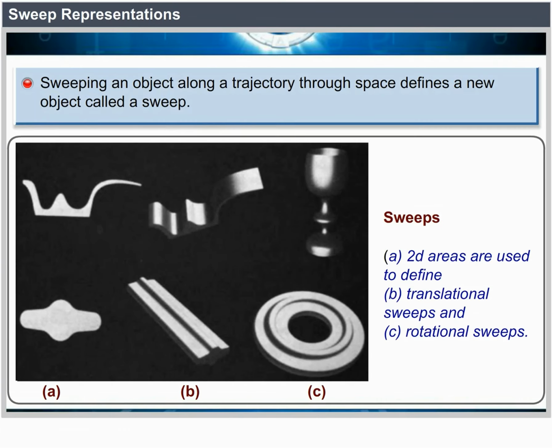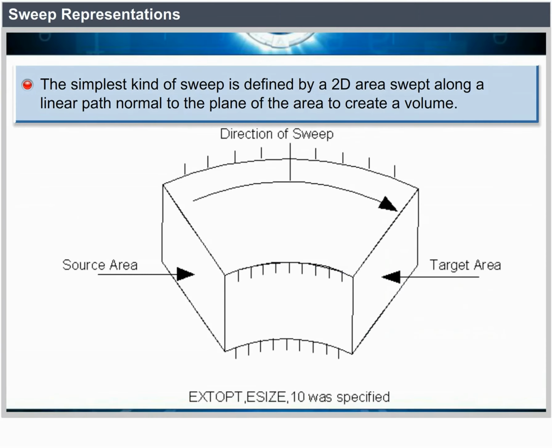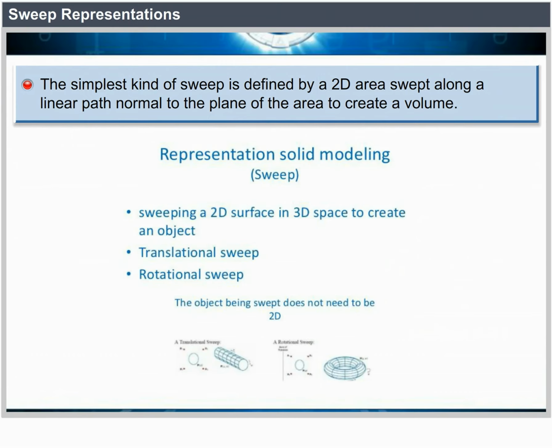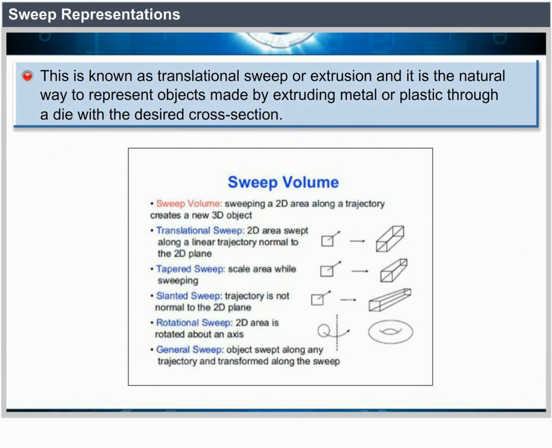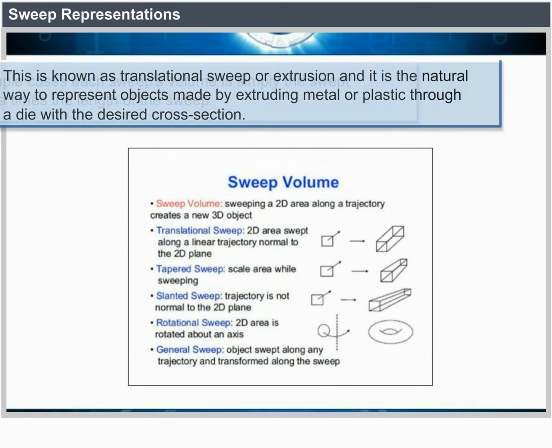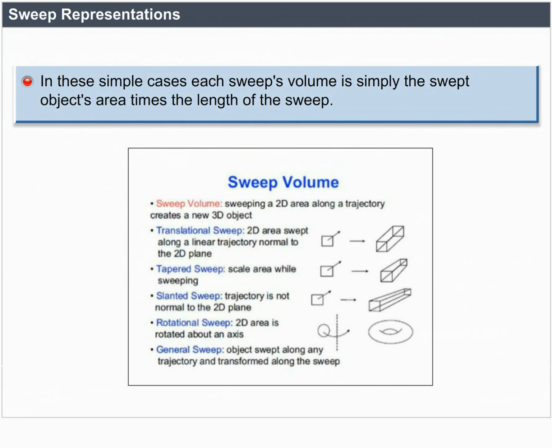Sweep representations. Sweeping an object along a trajectory through space defines a new object called a sweep. The simplest kind of sweep is defined by a 2D area swept along a linear path normal to the plane of the area to create a volume. This is known as translational sweep or extrusion and is a natural way to represent objects made by extruding metal or plastic through a die with the desired cross-section. In these simple cases, each sweep's volume is simply the swept object's area times the length of the sweep.